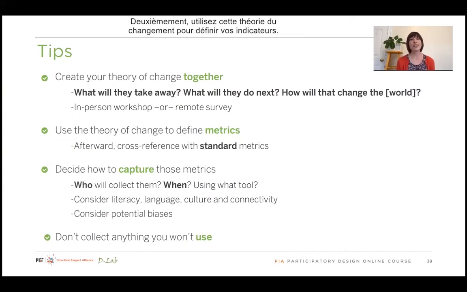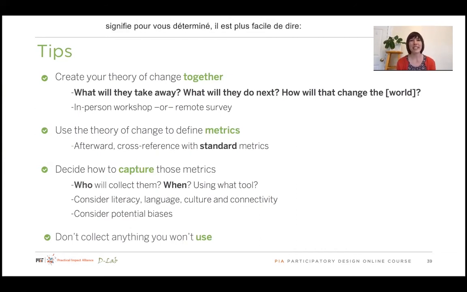Second, use that theory of change to define your metrics. Once you've laid out the concepts that are important to you and what success means to you, it becomes easier to say, oh, how would I quantify that? What are the metrics that would correspond to that concept?